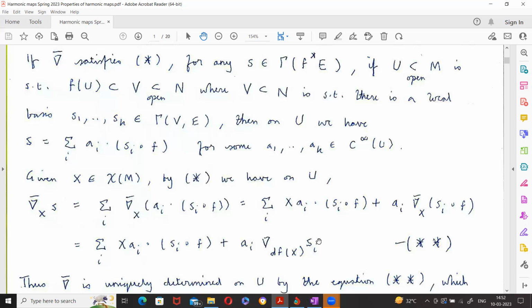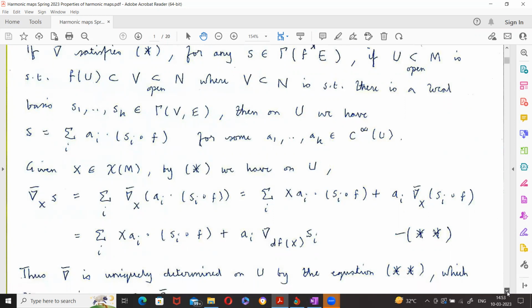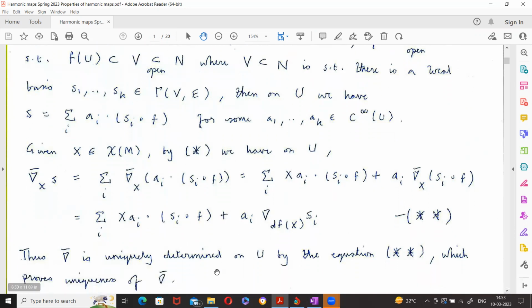So that means I can express my connection nabla bar in terms of the connection nabla, and so nabla bar is uniquely determined by nabla. This equation means that nabla bar is uniquely determined on this open set U, and therefore you get the uniqueness of nabla bar. Is that clear? Yes.